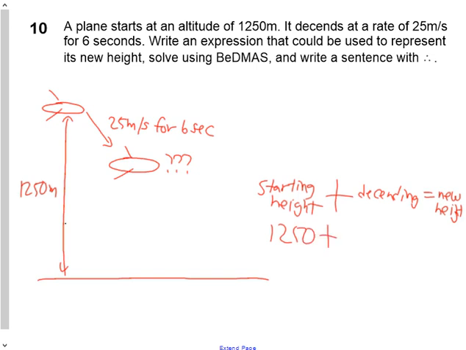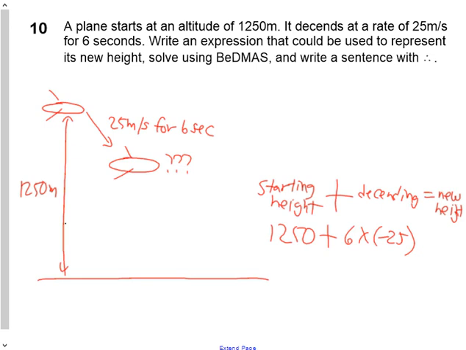If I want to use brackets, you can use brackets if you want. You don't have to because it's multiplication. But it's 6 seconds of descending 25 meters. Right? 6 groups of descending 25 meters. Now, if you didn't have those brackets there, it would still work out okay, right? So 6 groups of each second is going to be descending 25 meters.